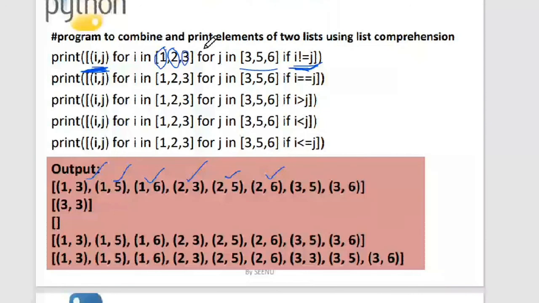Now 3 and 3, because 3 is equal to 3, that combination I don't get in the output. 3 comma 5 and 3 comma 6 I get, because they're not equal. So this is the outcome of the first print statement. Is the first print statement clear? And the output, did you understand what the output is?